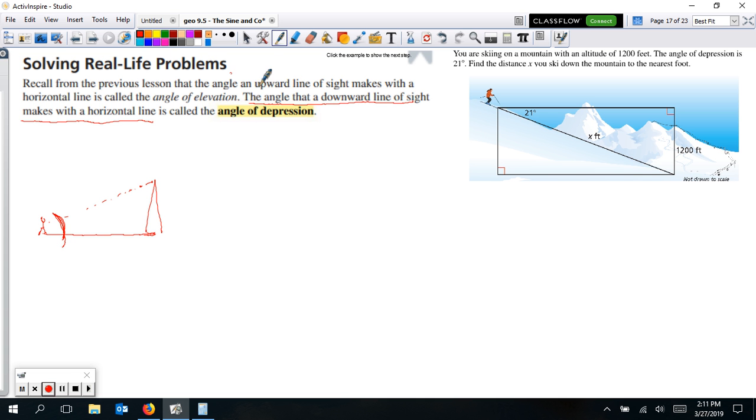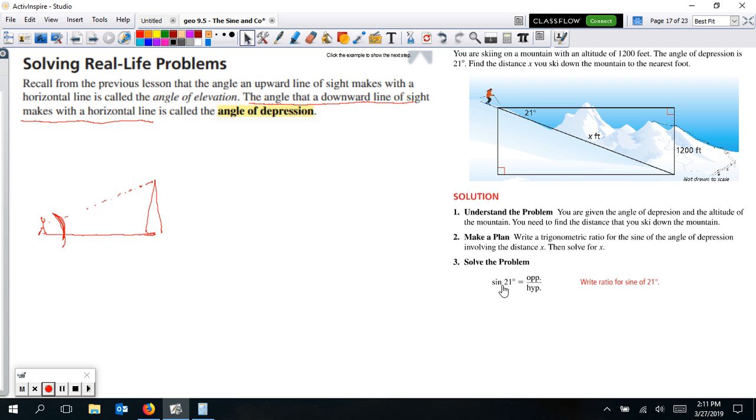All right, so I'll just show you this one real fast with this skier. It says, you are skiing on a mountain with an altitude of 1,200 feet. The angle of depression is 21 degrees. Find the distance x you skied down the mountain to the nearest foot. So what's the distance from basically here down to here? Our angle of depression is 21 degrees. We're trying to find x, so you have opposite over hypotenuse.